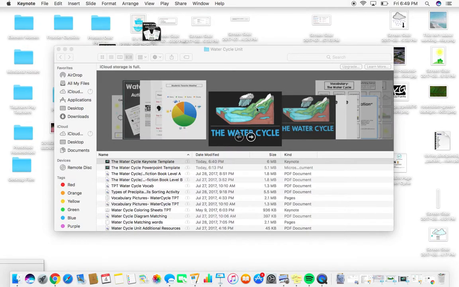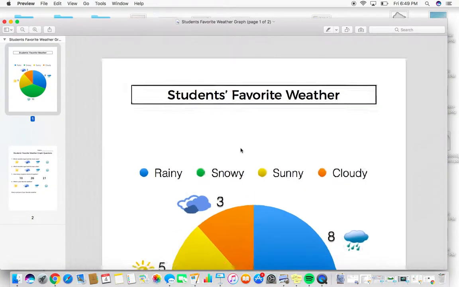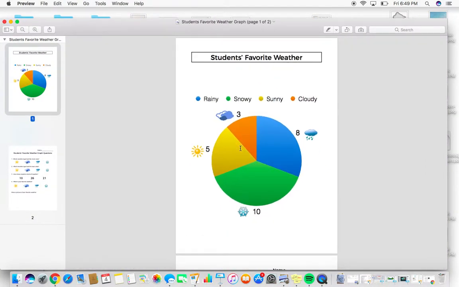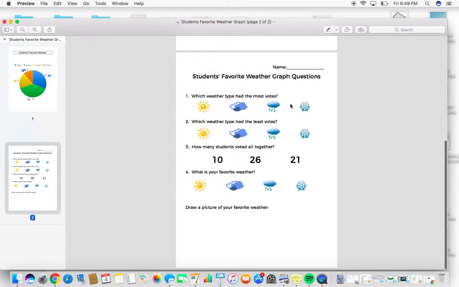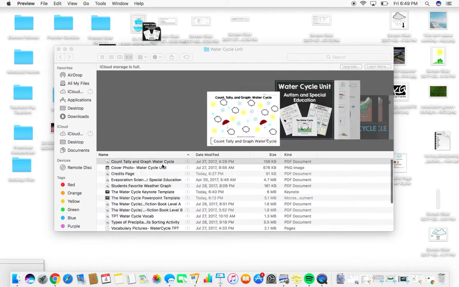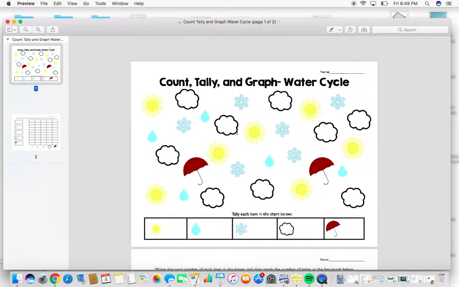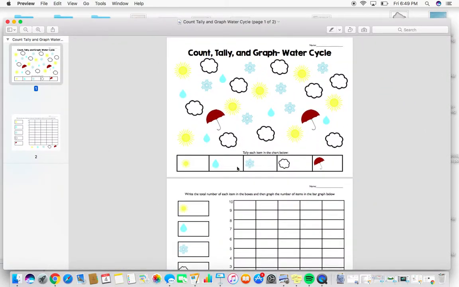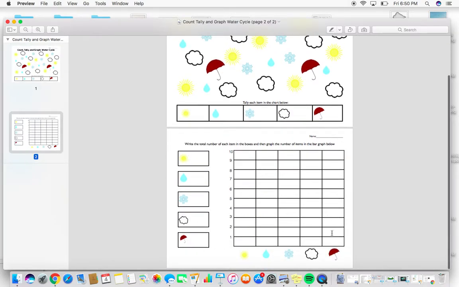We also have a couple of math activities, graphing. So doing a pie chart, students' favorite weather. You've got your symbols here to support understanding, and then some questions to go along with the graph. Then you have tally and bar graph. So you've got all the different images, they tally in the little chart below, then write the total number and graph on the bar graph.